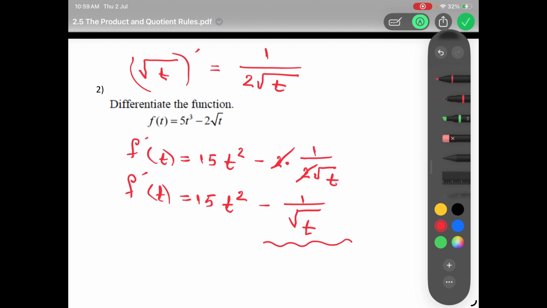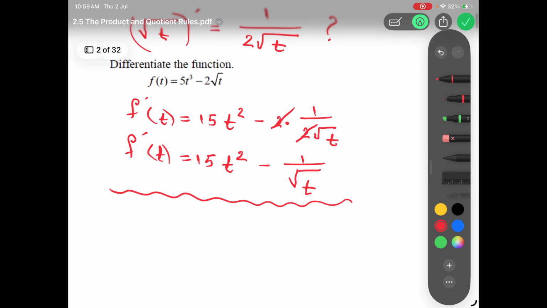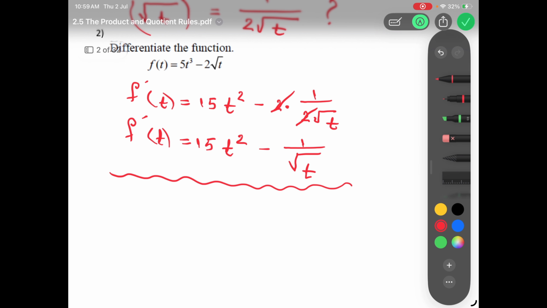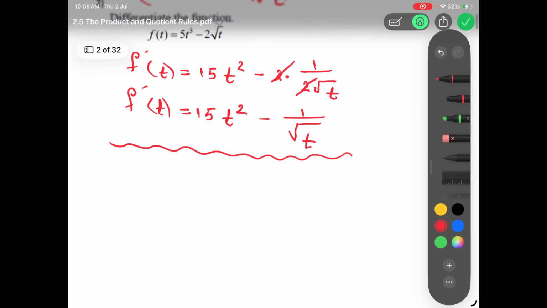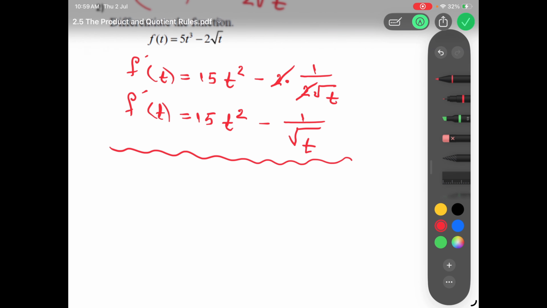So this is one approach. Or, if you don't know this, you can rewrite the radical and convert it to what we call a rational exponent. Look at this. This is not f prime, this is f of t. So here there's rewriting. I have 5t to the power of 3 minus t to the power 1 over 2. You know that square root of t means t to the power 1/2, and there's a 2 here.